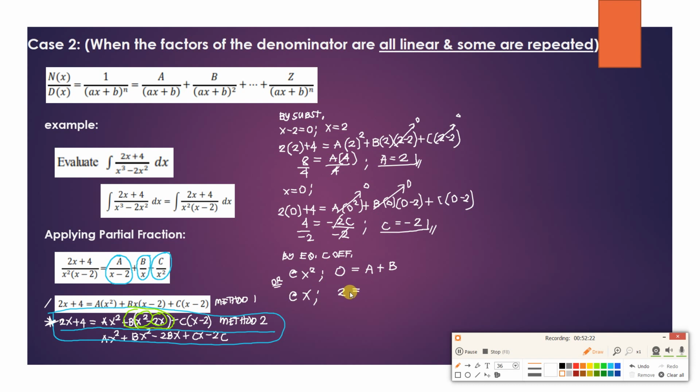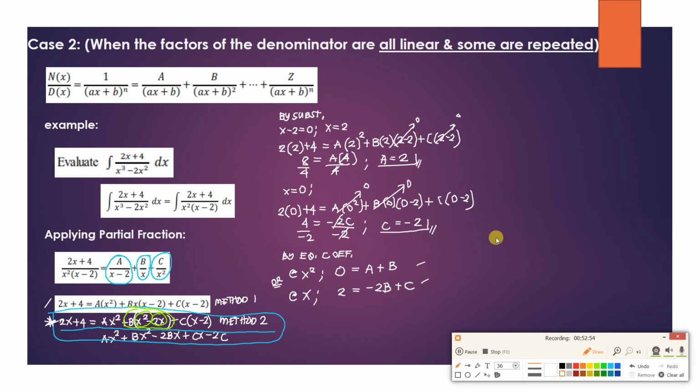Si a, wala pa rin x, kasi x squared lang meron siya. Si b, meron na. Actually, negative 2b. Okay, yun na may x. Si C, meron na rin. Ano si C? C, kasi may x siya. So, mamimili ka ngayon sa dalawa. Alin ang pipiliin? Mamili kayo sa dalawa.